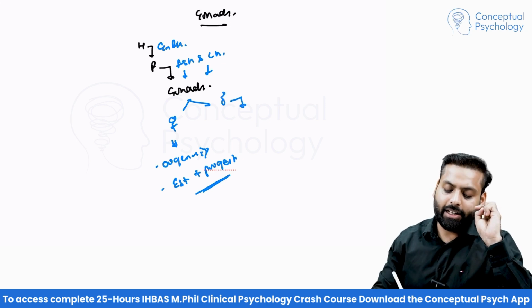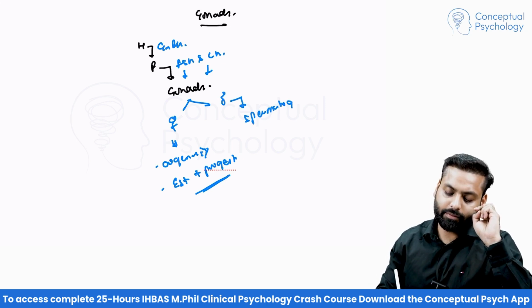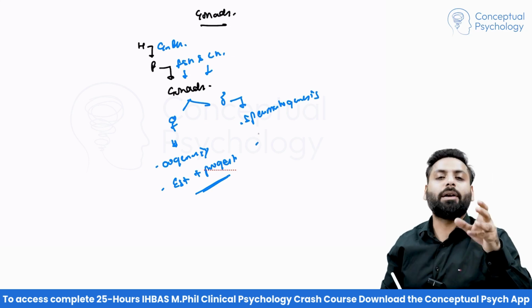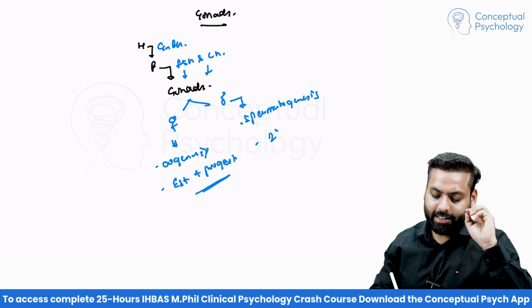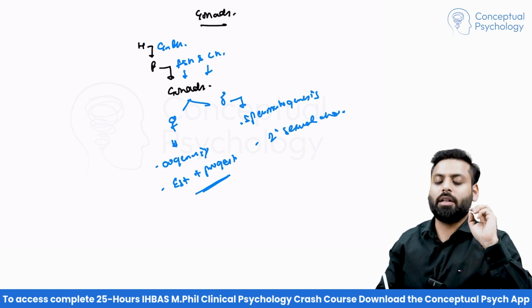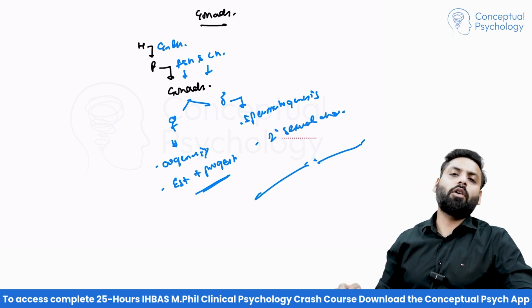Okay, the female secondary sexual characteristics and all are due to estrogen and progesterone only. In males, they do spermatogenesis, development of the sperm, and secondary sexual characteristics like beard and all. Okay, this is all for endocrine rapid revision.